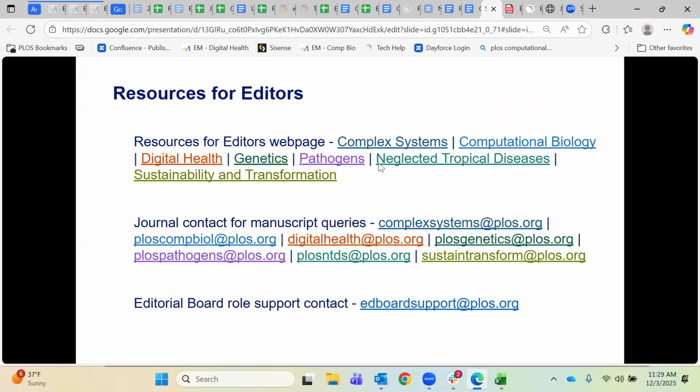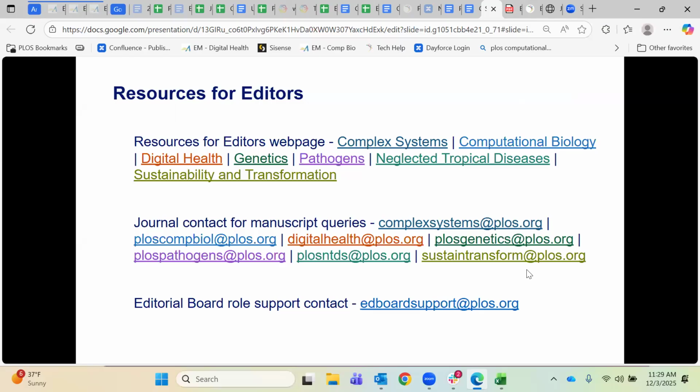All right. So this is just a roundup of all the resources currently available for you, broken down by journal. Consistent by journal, but different where they need to be. So they might look kind of similar if you're working across different PLOS journals. And then, of course, at the bottom here, we have the journal contacts.